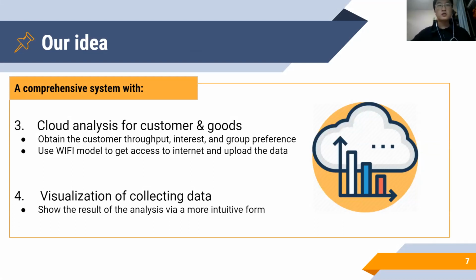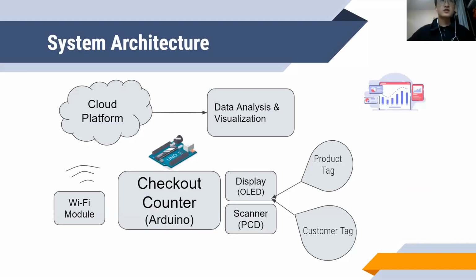By this function, we can obtain the customer throughput, interest, and group preference. At the same time, we use the Wi-Fi module to get access to the internet and upload the data. The last step is to visualize all the data we collect. And here is the architecture of our system. I'm going to pass the time to my group mate for the next part.